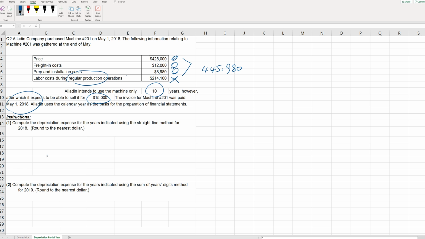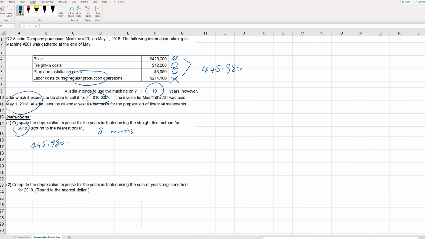So, question 1, what is the depreciation expense for the year 2018? We know for the year 2018, it's not a full year depreciation, right? The depreciation starts in May and runs through December, so we are talking about 8 months of depreciation. So it's a partial year depreciation, but we're going to solve the problem just like any full year problem, and then we can apply the partial year fraction.